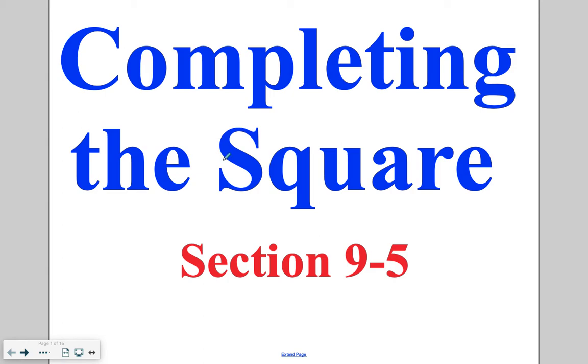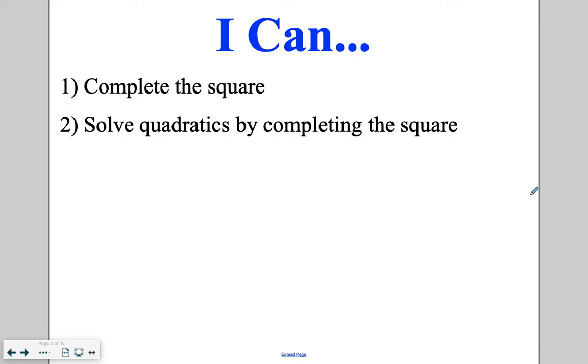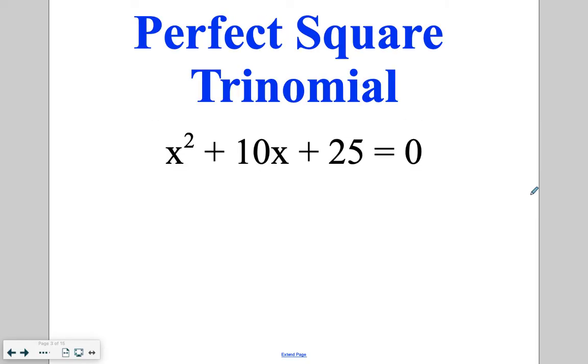Hello class, and welcome to section 9.5, which is about completing the square. By the end of today's lesson, you will be able to complete the square and use this process to solve quadratics. So in order to complete the square, we need to remember what our perfect square trinomial is.